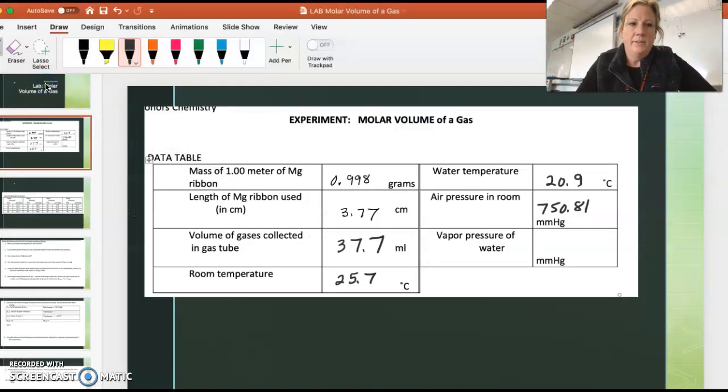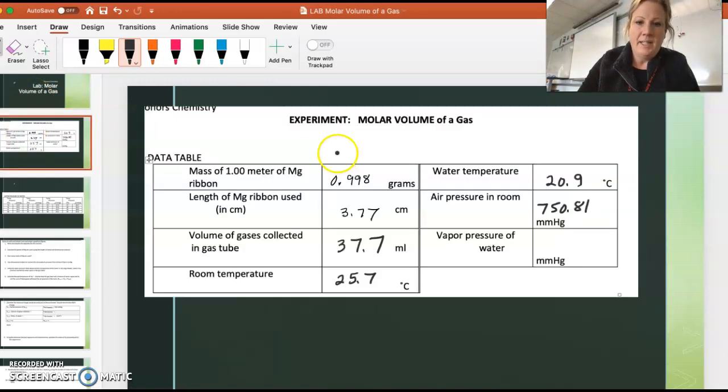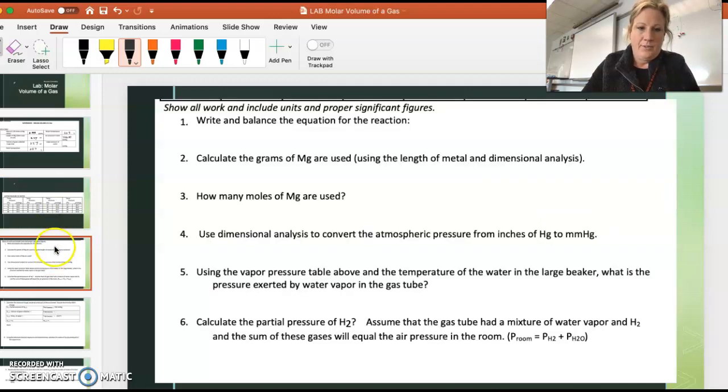This is a video to help you guys complete your lab, molar volume of a gas. I'm going to use my data. Yours is definitely going to be different, but you can follow along with me and my data. Let's just go through the questions, because that kind of leads us up to some of the data.